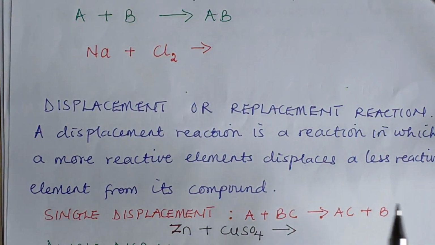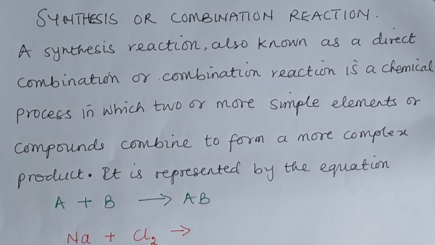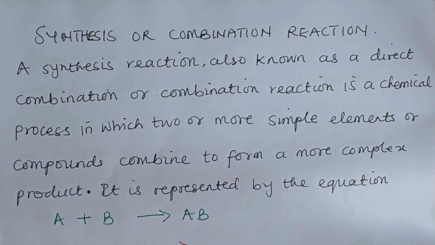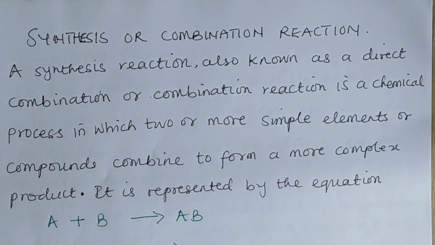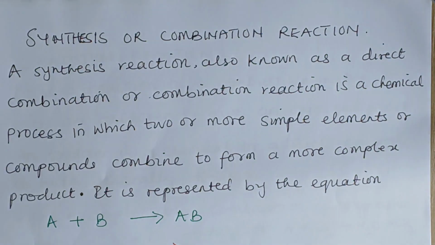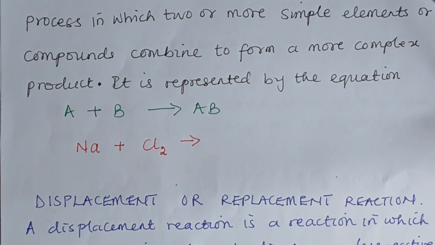So the first one here is a synthesis or combination reaction. A synthesis reaction, which is also known as direct combination or combination reaction, is a chemical process in which two or more simple elements or compounds combine to form a more complex product. For instance, now I'm going to be explaining here. If A reacts with B, you get AB. I can use a common element.